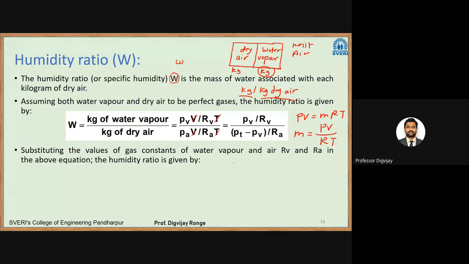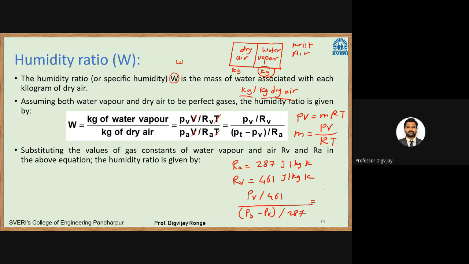For air, we already know the gas constant. Here it is 287 joule per kg Kelvin. Again, for water vapor, we know that value. I have taken it from the internet, it is 461 joule per kg Kelvin. So if you substitute values in this equation, what will happen? It will be PV divided by PT, or we can take PB minus PV, with 461 and 287. You just have to solve this equation.